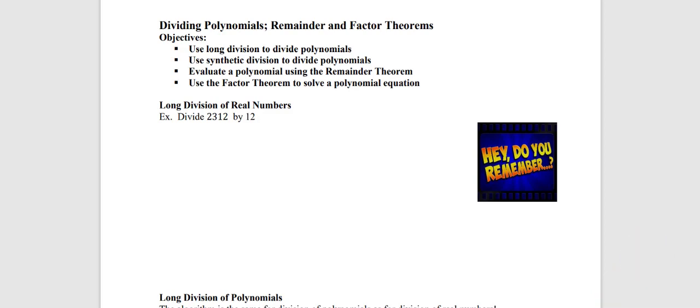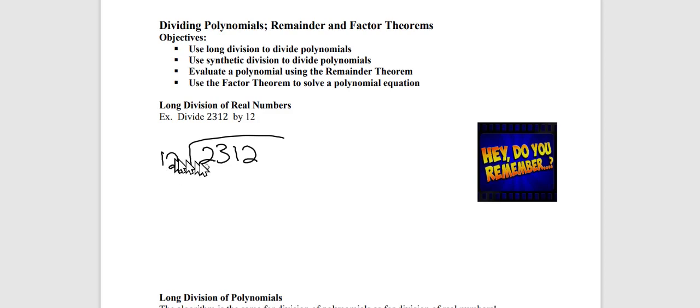This first part is just a reminder of how we divide real numbers using long division. If you remember, when we divide 2,312 by 12, we put the number that we are dividing inside the house, and the number you're dividing by goes outside the house.